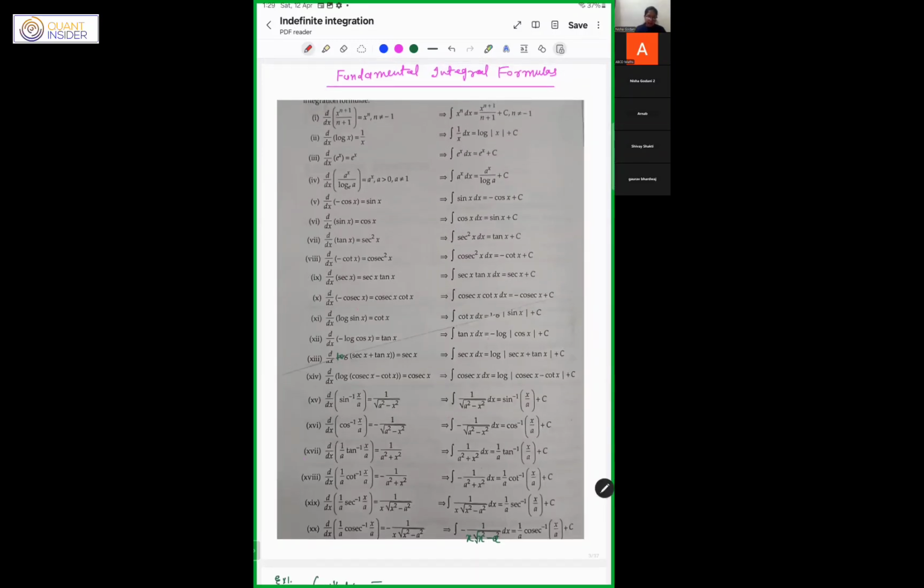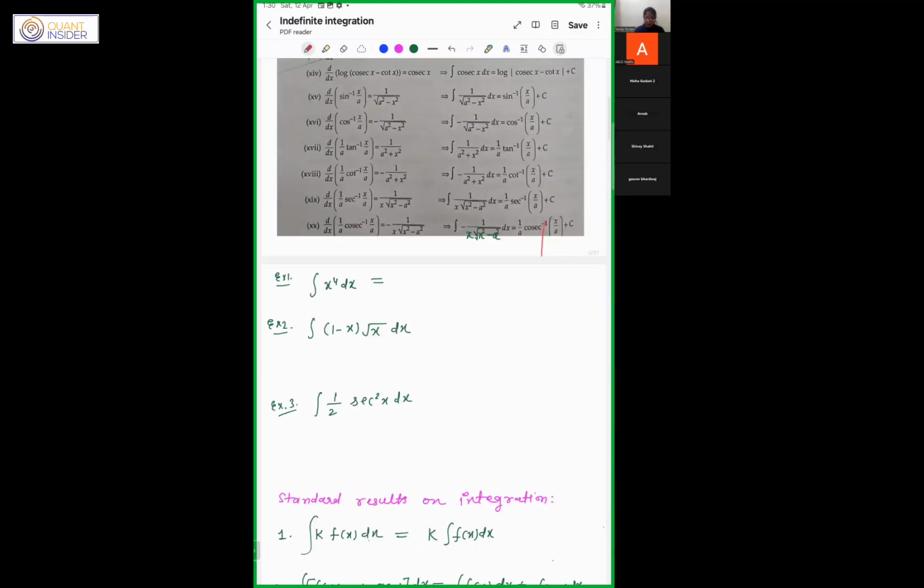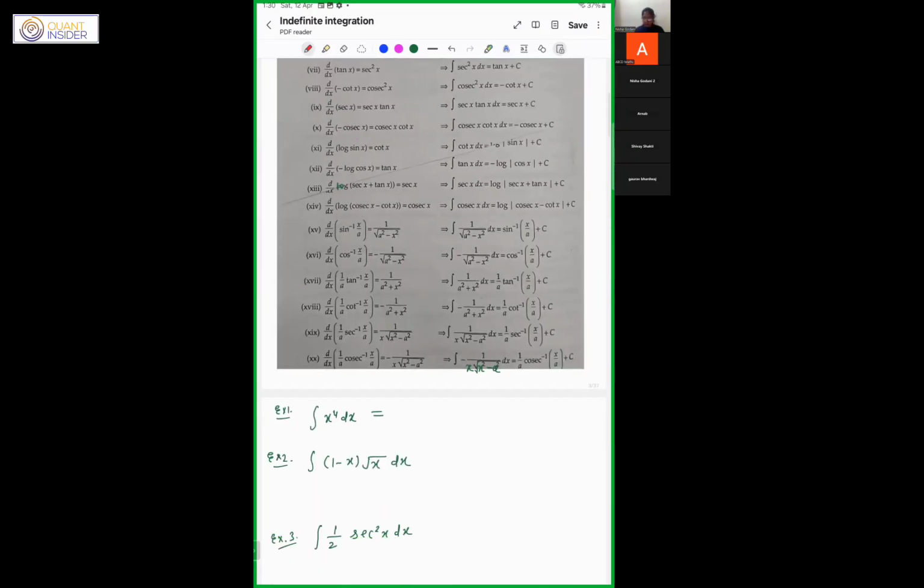You know that if you differentiate this, okay Parth, if you differentiate x to the power n plus 1 upon n plus 1, you will get x to the power n. How? You know the rule of differentiation. What is the rule of differentiation? Actually, I'm not explaining that, because I cannot explain every formula of differentiation again here. So you know that differentiation of x to the power n is what? n x to the power n minus 1.